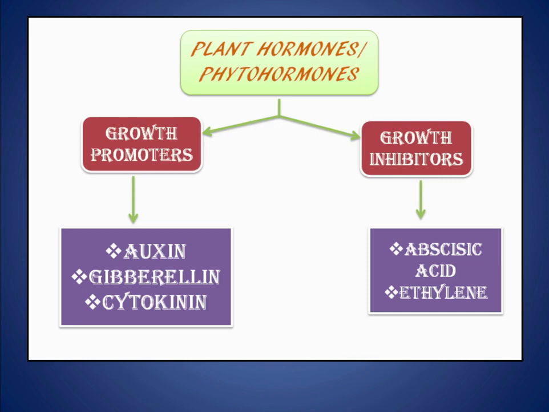From the term, you can understand that growth promoters means which will promote the growth in plants, and growth inhibitors will inhibit the growth in plants. The growth promoter hormones are auxin, gibberellin, cytokinin, and growth inhibitors are abscisic acid, ethylene.